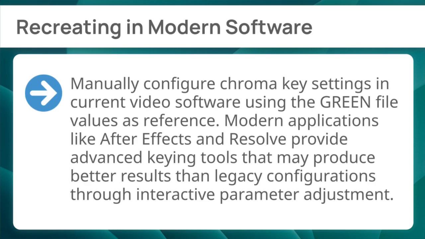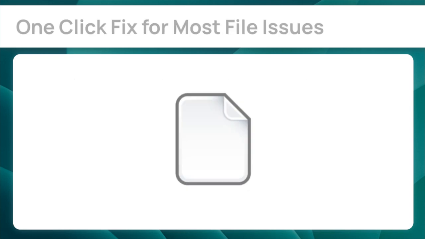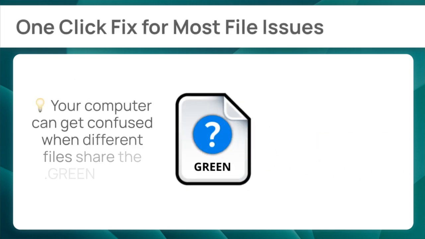Finally, recreating in modern software. Manually configure chroma key settings in current video software using the green file values as reference. Modern applications like After Effects and Resolve provide advanced keying tools that may produce better results than legacy configurations through interactive parameter adjustment.